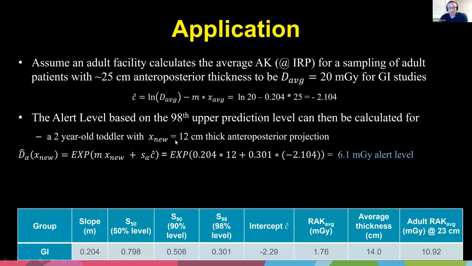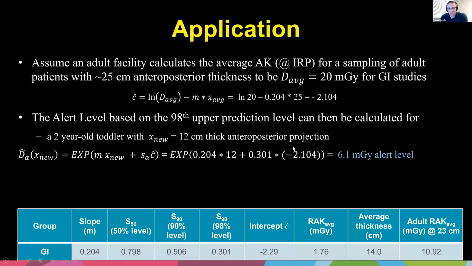So if I go over to my equation from the very beginning of the slides, I have the M value, which is here, the X new, this is my 12 centimeter thick patient, 12, plus S alpha, which comes from right here. S alpha is my intervention level, so I want 98%, so I'm using 0.3. If I wanted to do a 5%, I pick 0.5, or 50%, it'd be 0.7. In this case, I'm doing 1%, so 0.3.